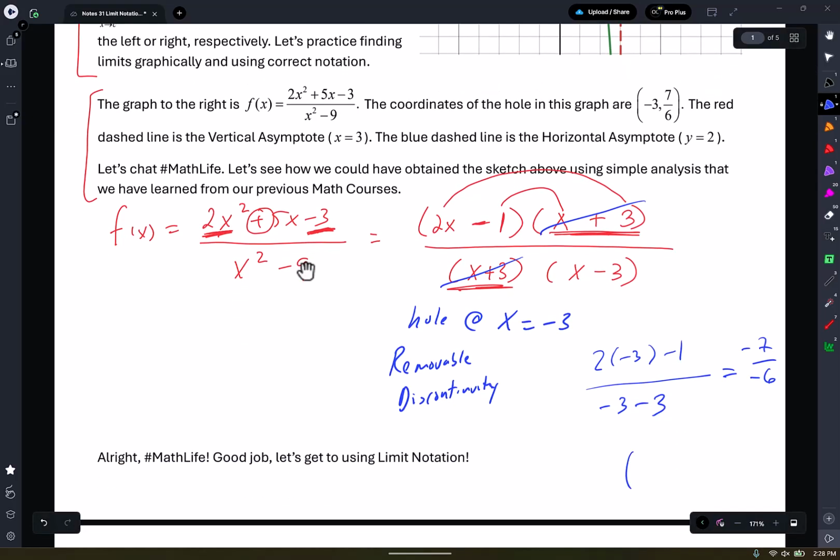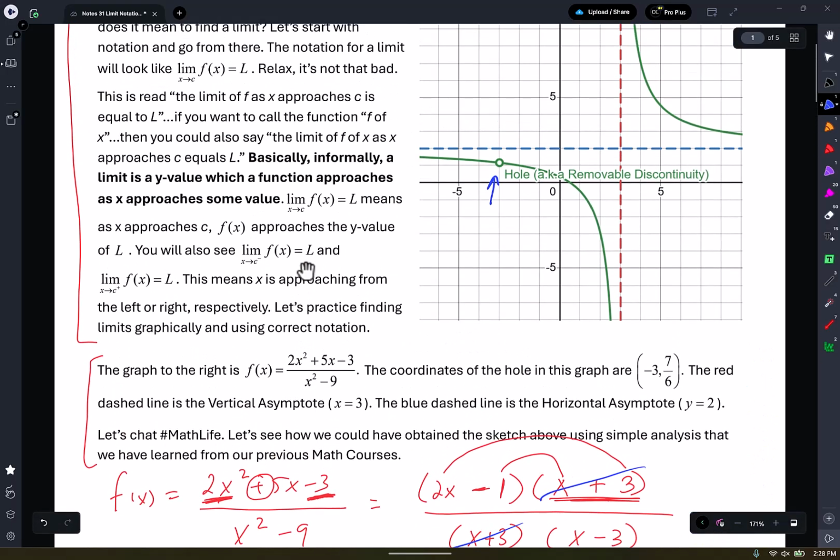So there it is, a hole. My x value is negative 3. My y value is 7/6. That's how they got that hole right there. Negative 3, comma, 7/6.